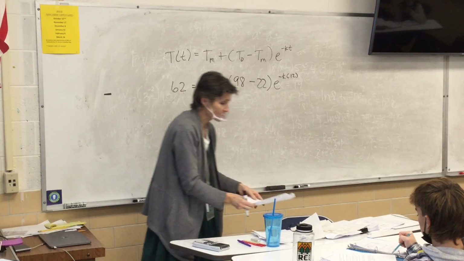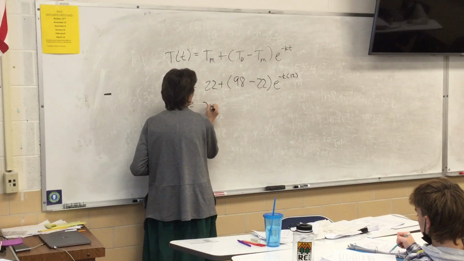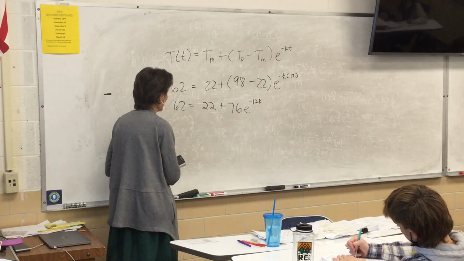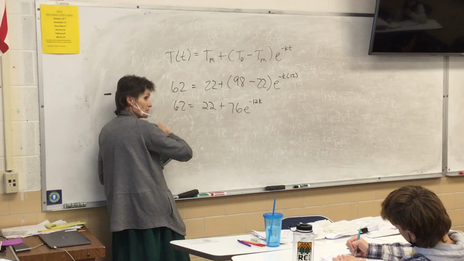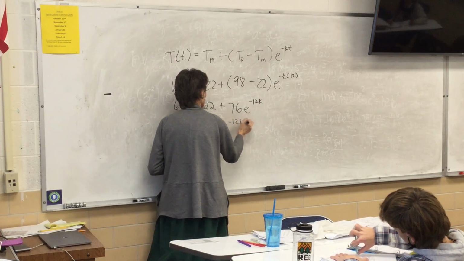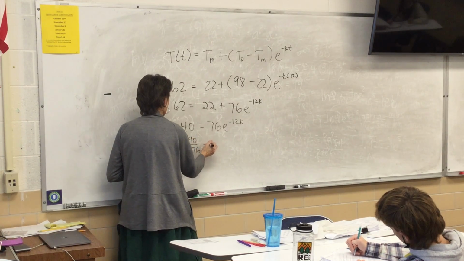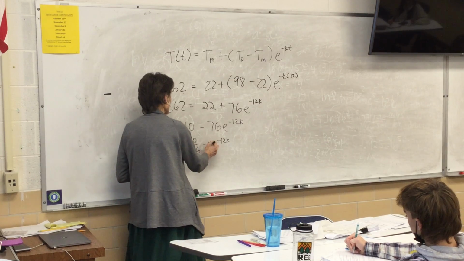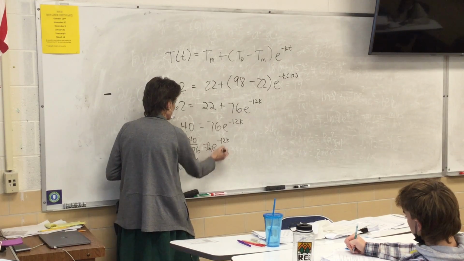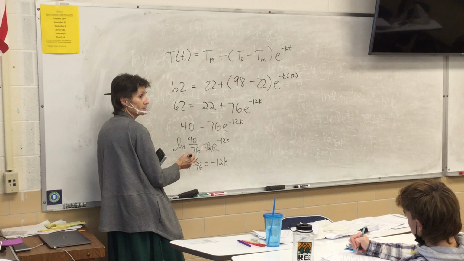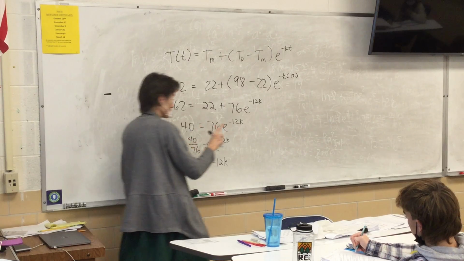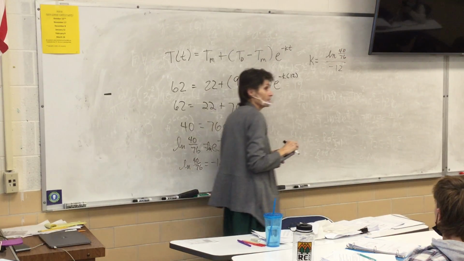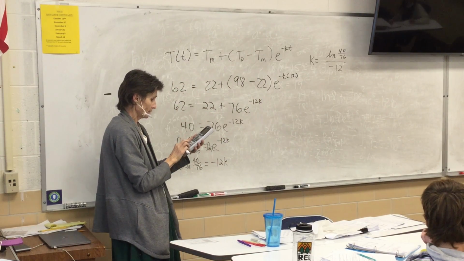This is not going to give us the answer, but it is going to give us our k value. So here we go: 62 equals 22 plus 76 e to the negative 12k. So how do I go about solving this? Subtract the 22. Divide by the 76. I wouldn't mess with reducing it because you're just going to go to the calculator anyway. Next step, natural log both sides. So the natural log of 40 over 76 equals negative 12k. Everybody on board? So k is going to be the natural log of 40 over 76 divided by negative 12. Now, I can go ahead and put that in my calculator, but I'm not going to round it off, just save it.